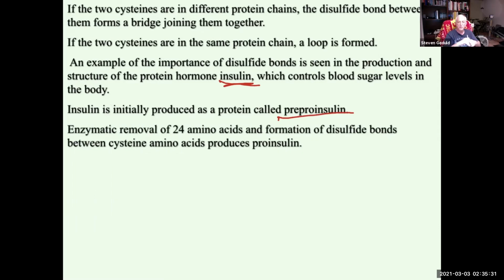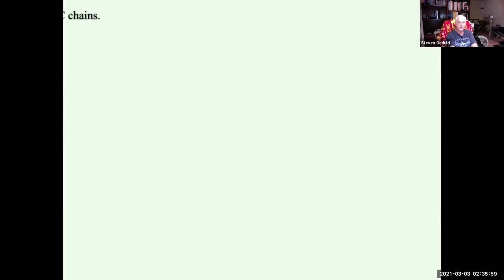Enzymes remove 24 amino acids, and the formation of these disulfide bonds in the insulin between cysteines produces proinsulin. So once you chop off the 24 amino acids, you form the disulfide bonds, which loop around different structures, and it forms proinsulin. Proinsulin is still not active. You still have to activate the proinsulin into insulin. But disulfide bonds are one of the major components of forming that compound, of forming insulin.